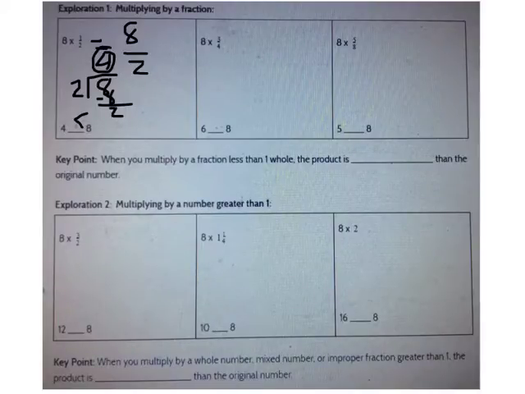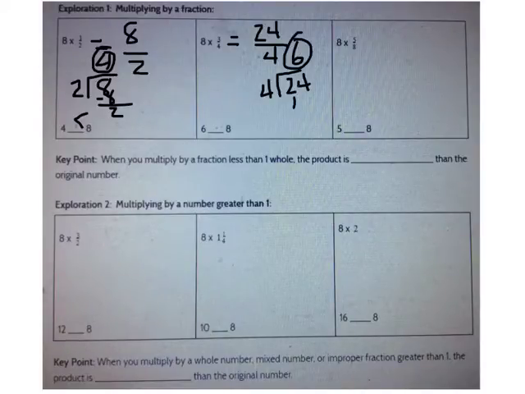Let's multiply by another fraction. What's 8 times 3/4? Well, how do I write 8 times 3/4 as an improper fraction? 8 times 3 is 24, and my denominator stays 4, so I have 24 over 4. Now I can divide to change that into a whole number, 24 divided by 4. What's 24 divided by 4? It's 6. Now let's think about how our product changed. Is 6 less than, greater than, or equal to my original 8? It's less than.